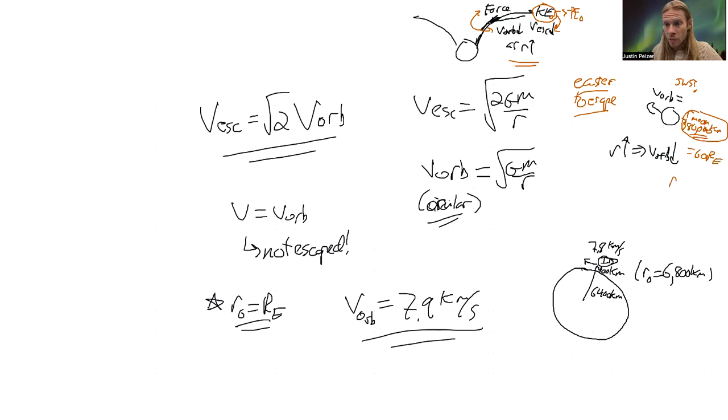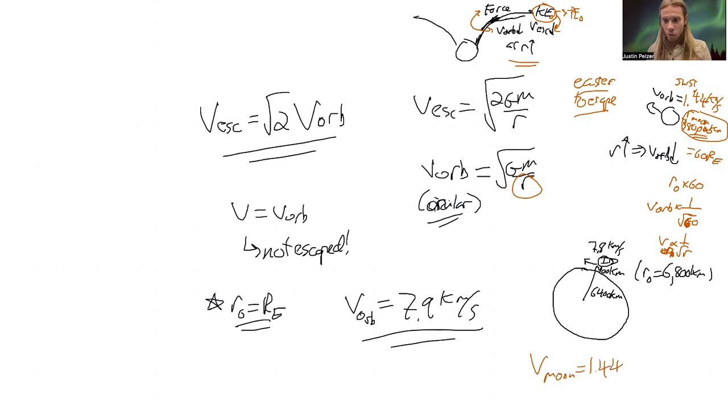So it's about 60 times the radius of the Earth, which means R naught is times 60, which means V orbit is times 1 over the square root of 60, because V goes as 1 over the square root of R. So we just multiply 11.18 divided by the square root of 60, and we get that the velocity of the moon is 1.44 kilometers per second.